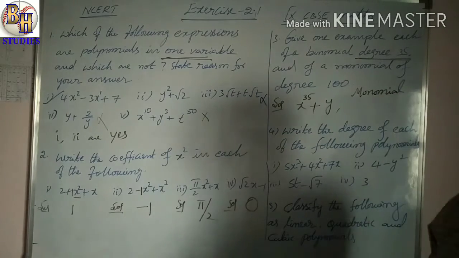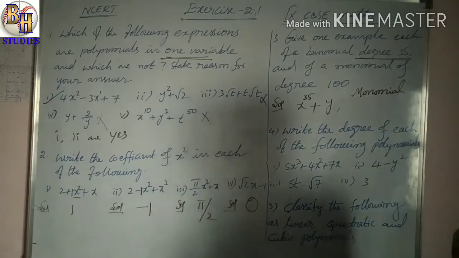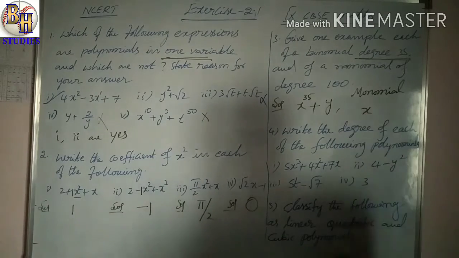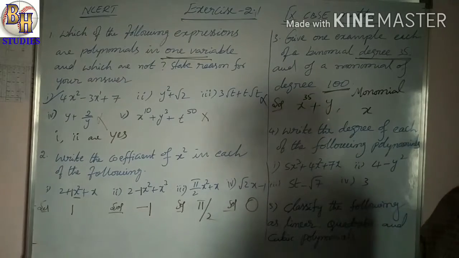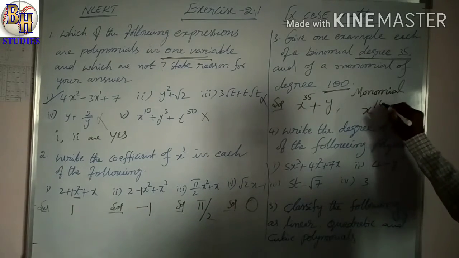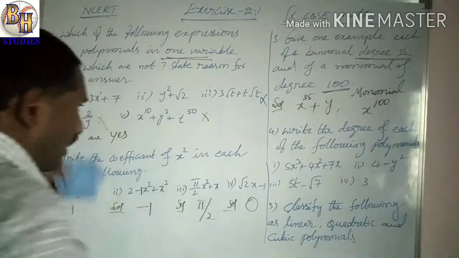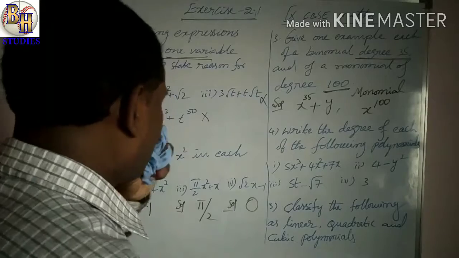You can write any monomial. Monomial means how many terms? One term. One term means you can write any one term. x is one term. Power how much is asked? Degree 100. So x power 100. That's it. That's all.